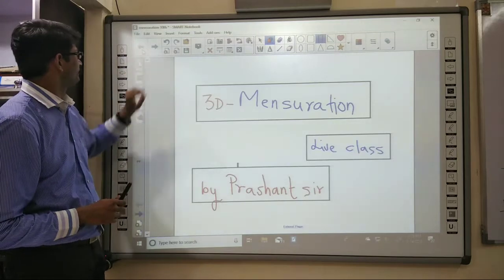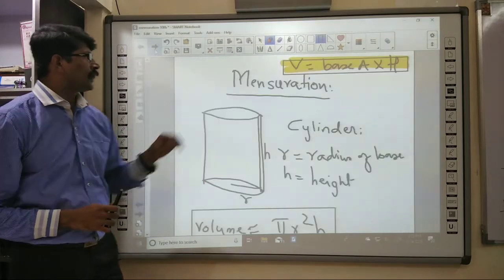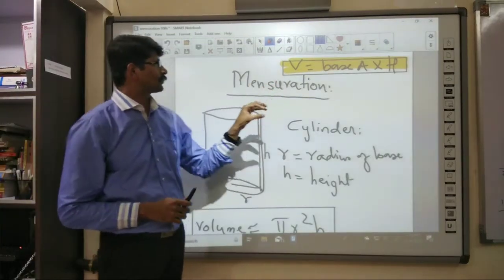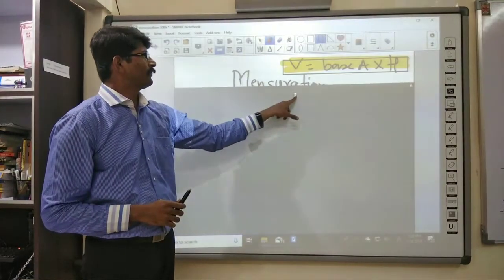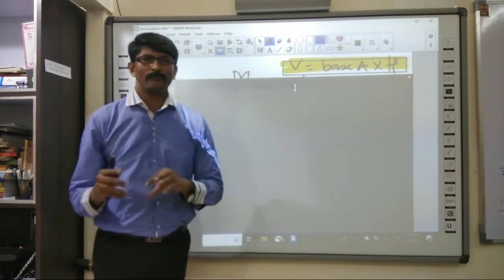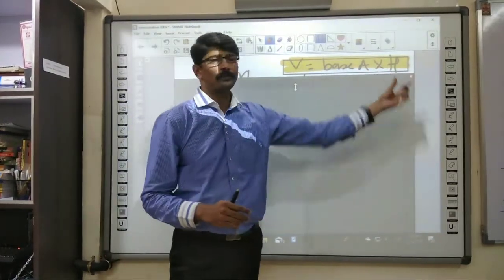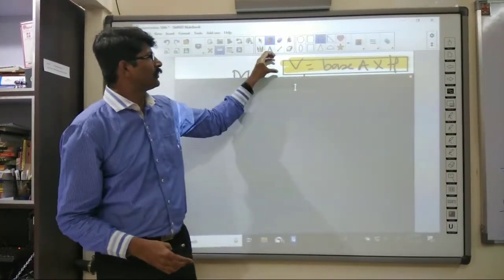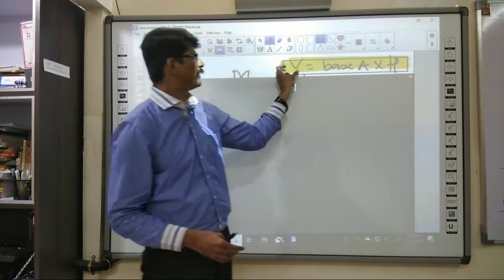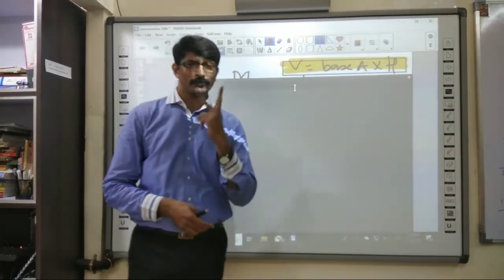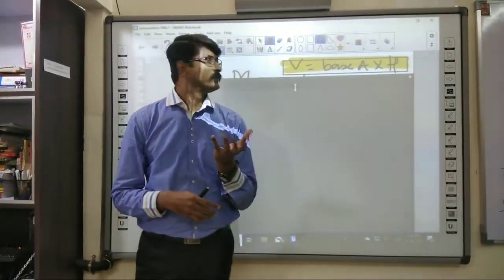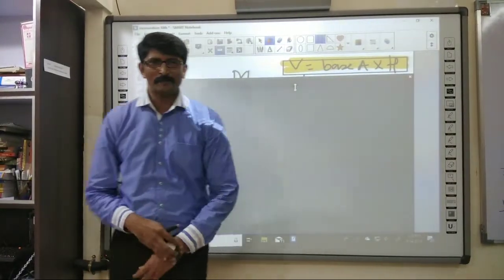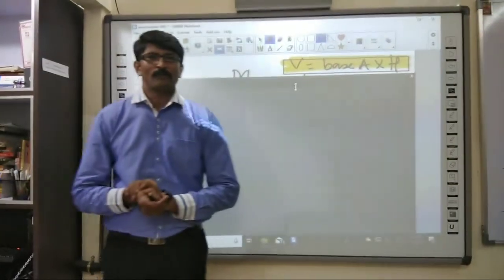Our first mensuration concept is this one. Whenever we calculate the volume, V is equal to base area into height. See, the one which I have highlighted over here. V stands for volume. So volume is always equal to the base area into height. Now you must be wondering what exactly volume is.